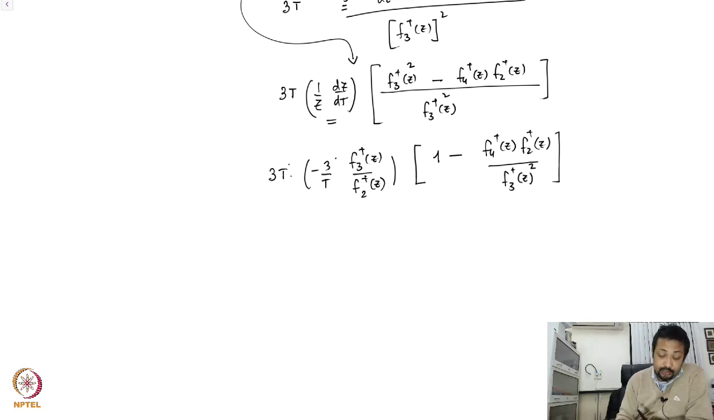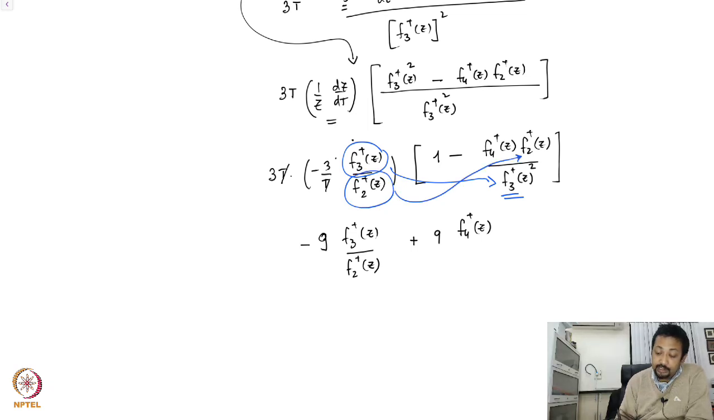So that this expression tt gets cancelled out, and the first term you see is minus 9 f3 plus of z divided by f2 plus of z. The second expression is plus 9 f4 plus of z, and if you see that this factor of f3 plus now cancels one factor of f3 plus from the denominator, and the f2 plus completely cancels the f2 plus over here, so that you have f3 plus of z.